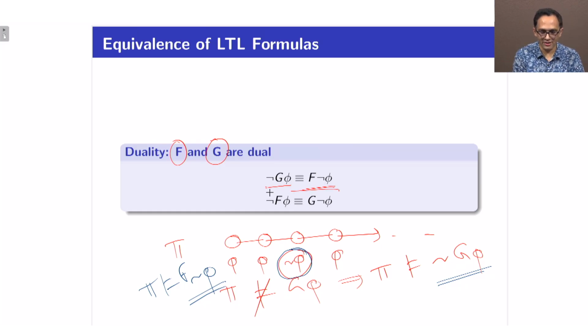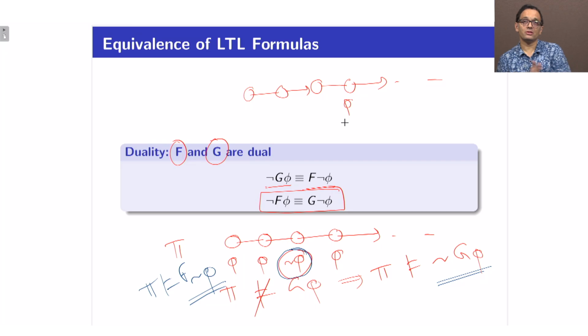Similarly, I can take the other one, which is not of F phi. I can write this, so let me explain that. Now to have this, let's say I am taking another path here, and so on. Here I am saying that for F phi to hold, there will be some state where phi holds, right? But that is not the case.